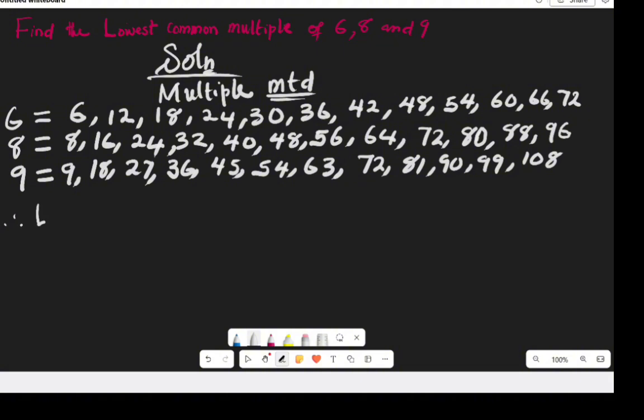Therefore, for the LCM of these 3 numbers, we look for the common numbers that appear in the three lines. We have 72 appearing in the line of 9, 72 in the line of 8, and 72 in the line of 6. Therefore, the LCM is the lowest common multiple that appears in the 3 lines, which is equal to 72.